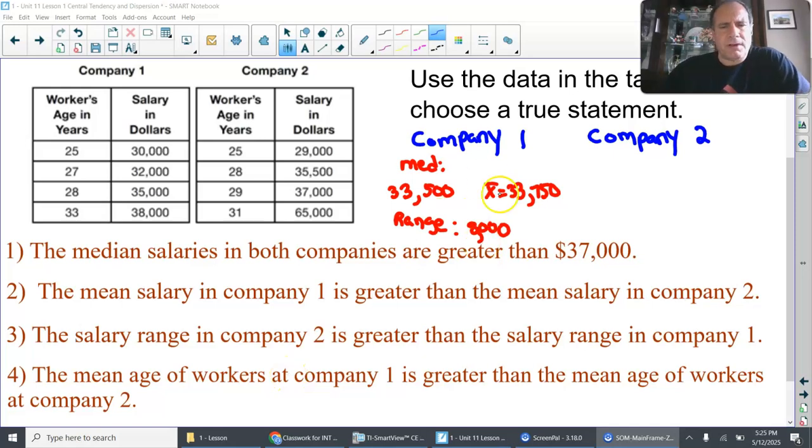So I moved it over. Company 1 has all this information. So now company 2, I'm going to put median. I'm going to put the mean, and then I'm going to put the range.